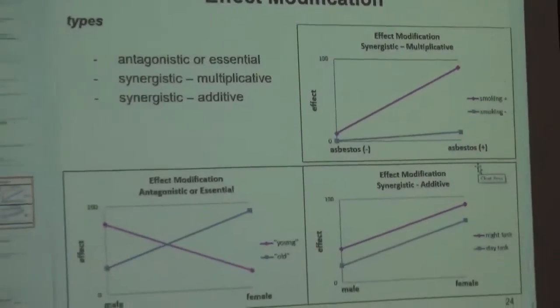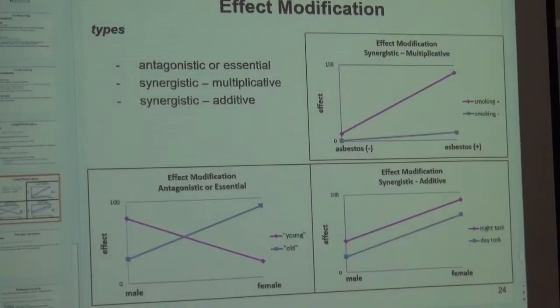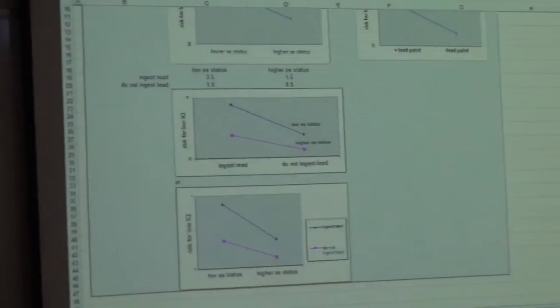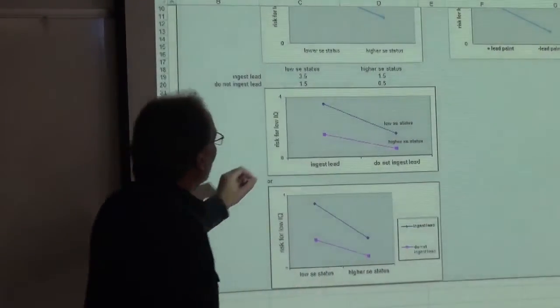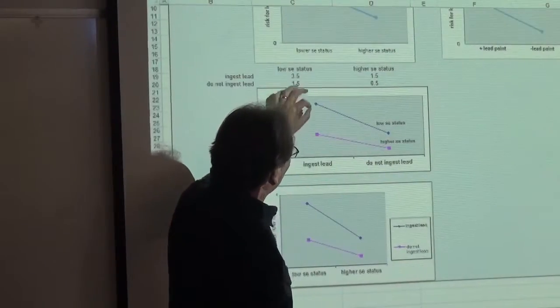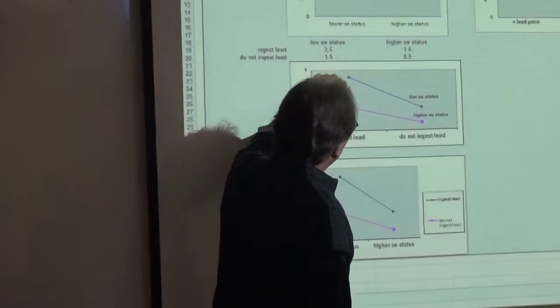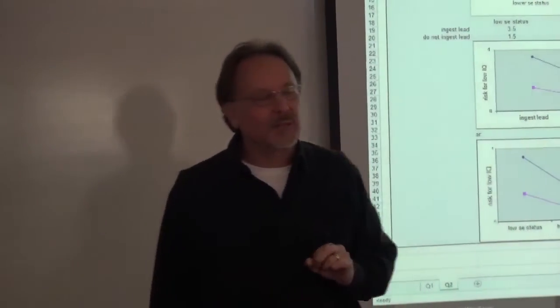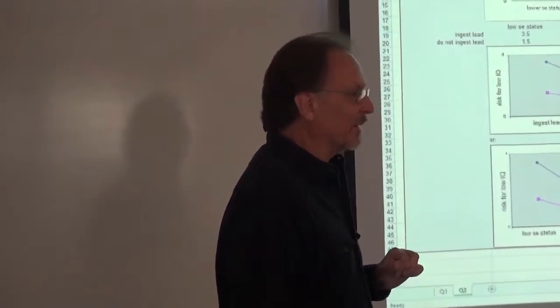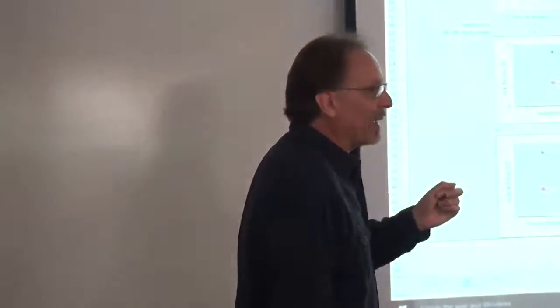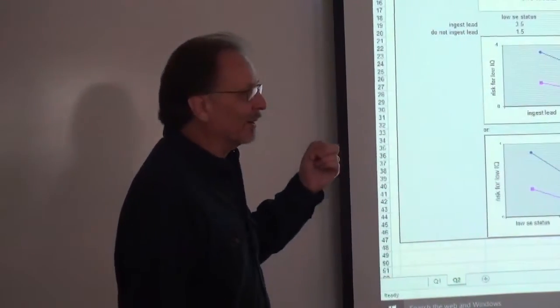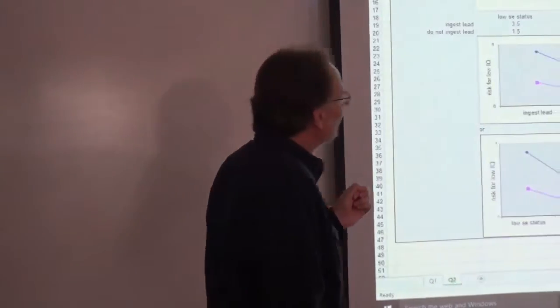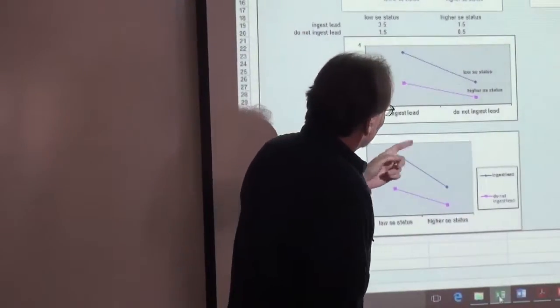Because the combined effect of exposure to lead paint and low socioeconomic status causes greater risk than higher socioeconomic status and exposure to lead. And so this is a multiplicative synergistic type relationship, kind of like cigarette smoking and exposure to asbestos. Okay, the two together, as bad as either one is by itself, the two together are multiple times worse.